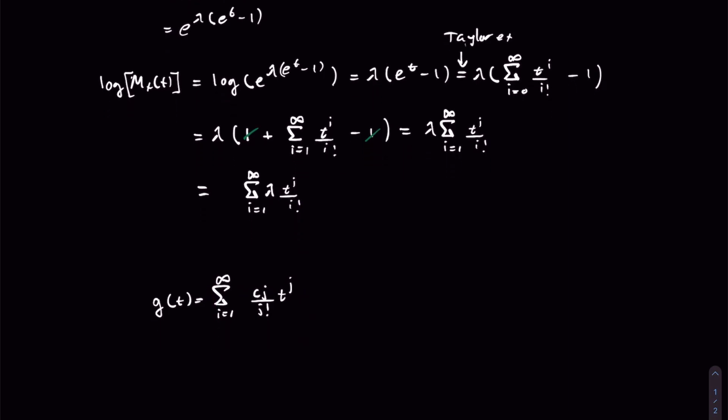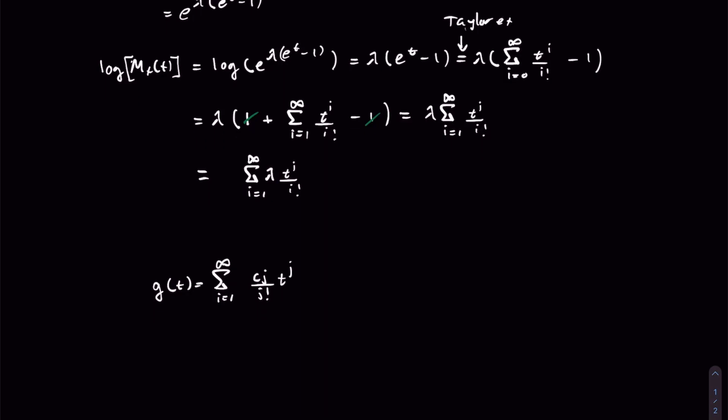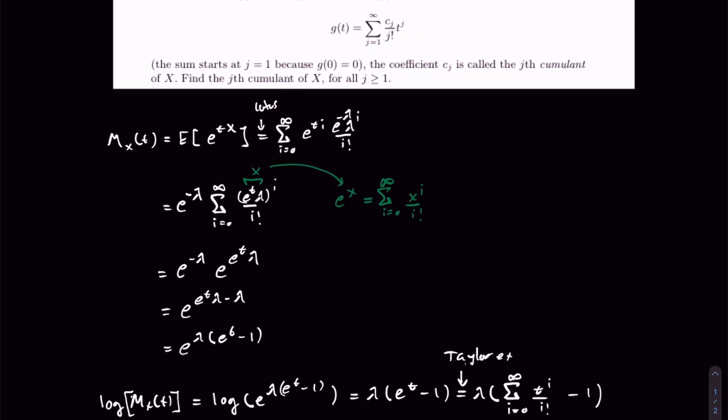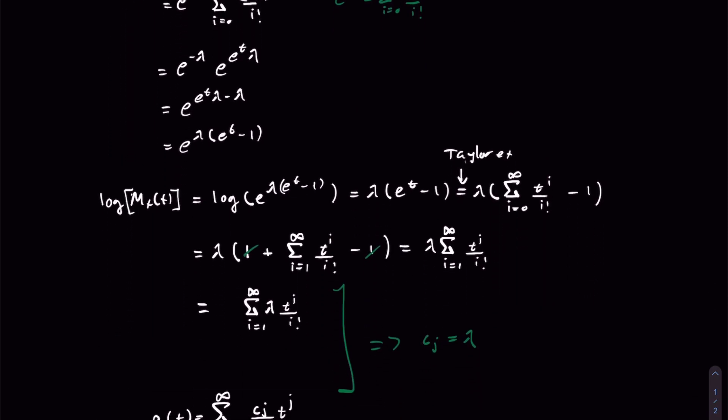So it must mean that C_j, although it moves from 1 to infinity and has different terms, you might guess, in this particular case, is equal to lambda. So all this implies that C_j equals lambda. So that is the coefficient of t to the j over j factorial, and that is what we were asked to find.